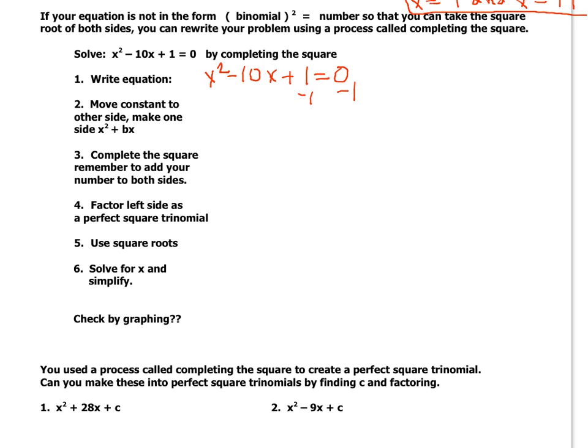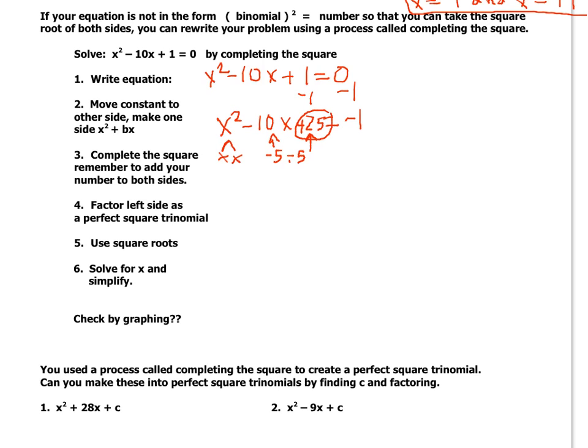So I move my constant to the other side, and I'm going to make one side x squared minus 10x equals negative 1. Now I'm going to focus on the left side here. I'm going to complete the square, and then I'm going to add my square to both sides. So I know this is x times x, and the square that I'm going to use is half of this number. So half of negative 10 would be negative 5. If I had negative 5 plus negative 5, that would give me negative 10. So you do negative 5 times negative 5 to give the number that you want there. So I want plus 25 here.